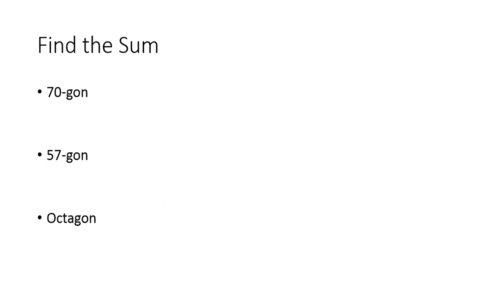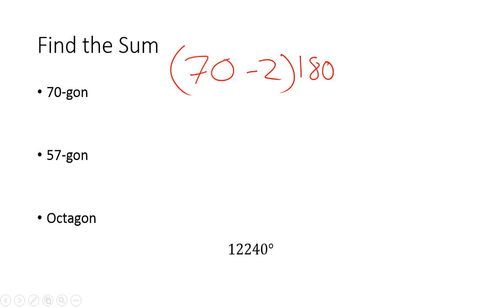So let's take a second and, using a calculator, find the sum of the interior angles of the following: a 70-gon, a 57-gon, and an octagon. With the first one, you would go 70 minus 2 and multiply that by 180. That's going to get you your answer of 12,240 degrees, and that would be the sum of those angles.